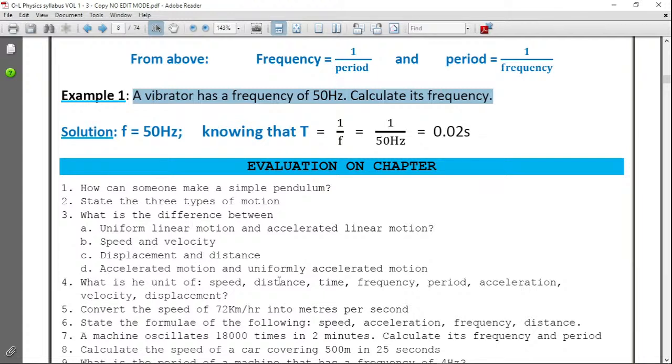What is the unit of speed, distance, time, frequency, period, acceleration, velocity, and so on? This is the introductory chapter.